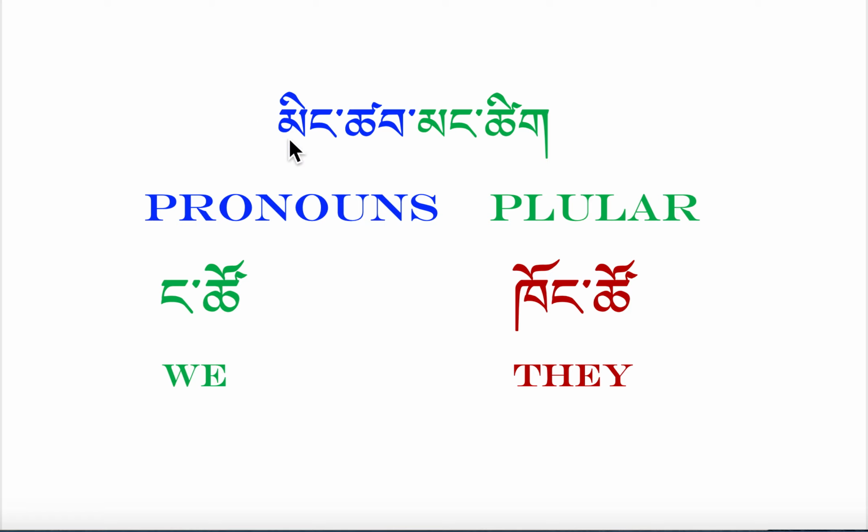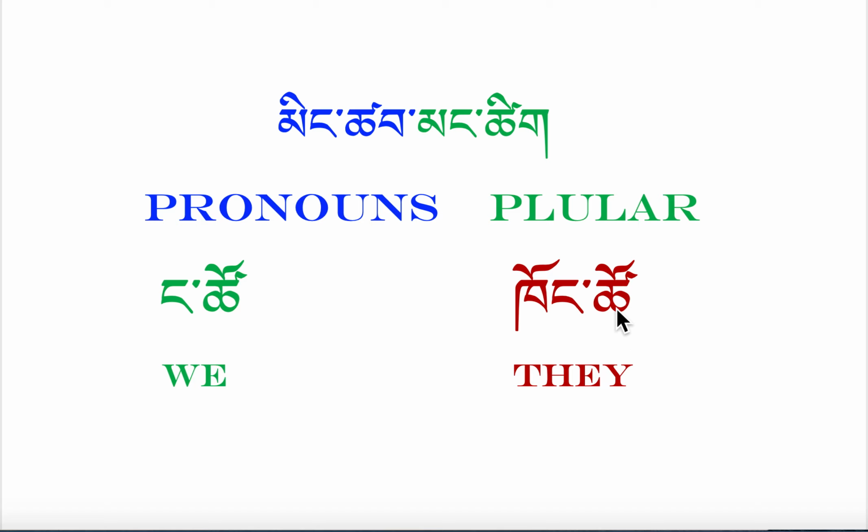So today we're going to learn Mingtsap pronouns and Mangtsik, which is plural. So we're going to learn this Nga Tso. Nga is I. When we add Ta naru tso, it becomes we. Nga tso means we. Similarly, Kong is he, and when we add Ta naru tso, Kong tso, it becomes they. Kong tso means they.